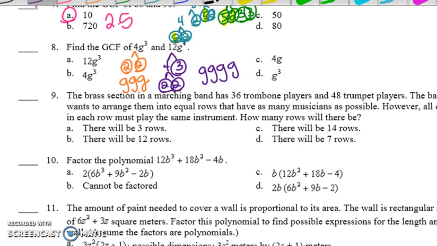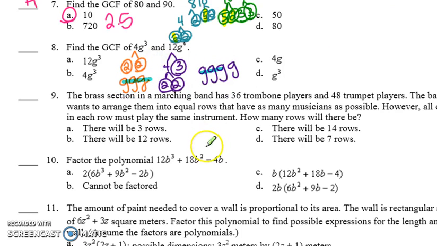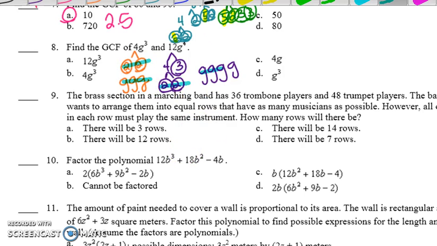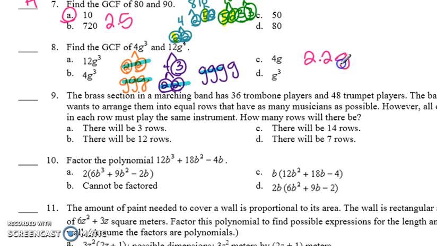And again, I'm going to analyze what they have in common. Well, this has 3 G's, and this has at least 3 to give. And then this has 2 2's, and this has 2 2's to give. So I'm going to have 2 times 2 times 3 G's, which is 4G cubed. B, like boy.